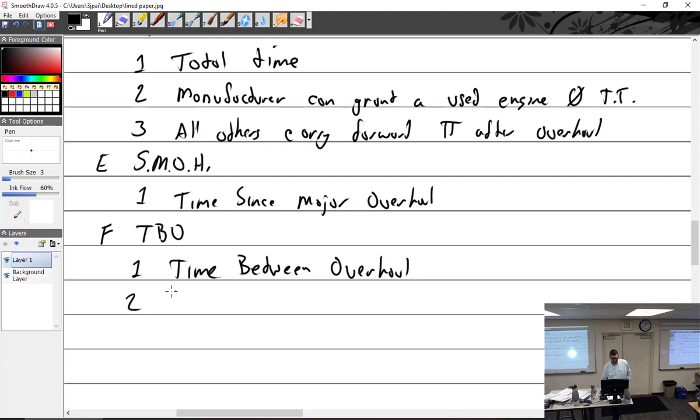And it is set by the manufacturer. You'll often find it in service bulletins, service instructions, the M-0 manual for Continental.